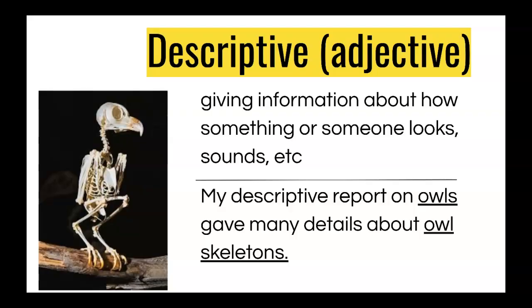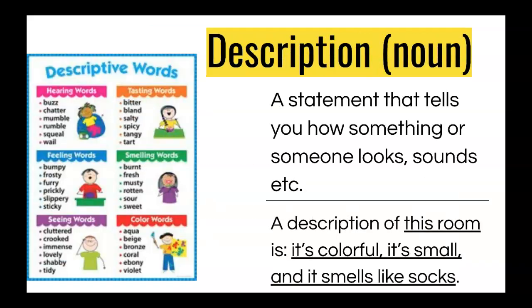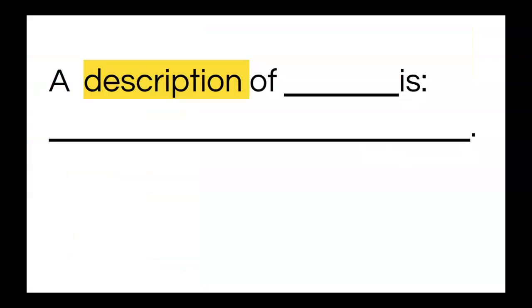Descriptive. This just means a lot of detail, like someone is describing something a lot. Descriptive writing gives a lot of information about how something or someone looks, sounds, etc. My descriptive report on owls gave many details about owl skeletons. Description. This is a statement that tells you how something or someone looks, sounds, etc. A description of this room is it's colorful, it's small, and it smells like socks. Now I want you to try describing something. A description of, and then pick a place, is, and then give us a few details.